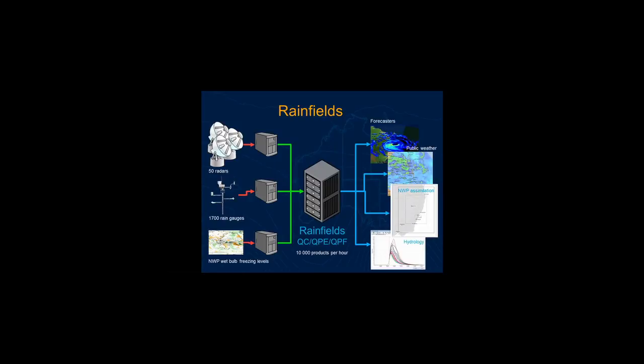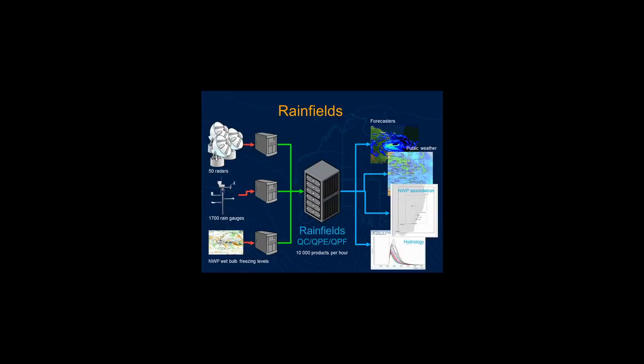Rainfields undertakes the quality control of the radar data. It then converts the radar observations into rainfall estimates, and then progresses to make the estimates into very short-term forecasts. It actually generates around 10,000 products an hour. When you look at the number of individual products, and there's 50 radars, you get the impression that you're sitting at the wrong end of a fire hose when you're looking at all the data that comes out of this thing. There's several terabytes per day of forecasts.